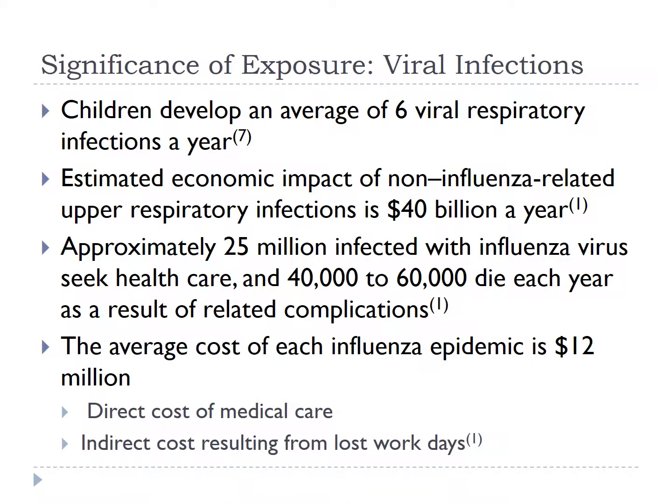Let's start by talking about the significance of viral infections. Within these papers, the authors mostly collected data on upper respiratory infections because the literature has previously shown that these types of viruses seem to have the largest contribution to the outcome of islet autoimmunity. Children develop an average of 6 viral respiratory infections a year. There is a large economic burden that occurs from upper respiratory infections each year, and everyone has been infected with the virus at some point in their life.